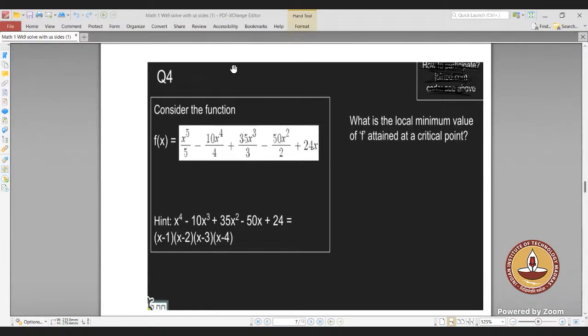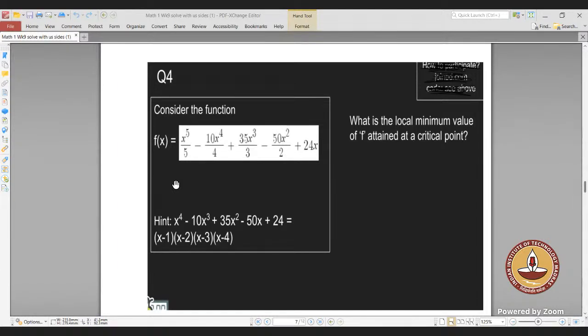Can I have one query? Yes. What is the difference between this local minimum and the global minimum? The global minimum would be the overall minimum value of this function, and the local minimum would be, if the function goes up and down in certain places, the minimum in that particular region.